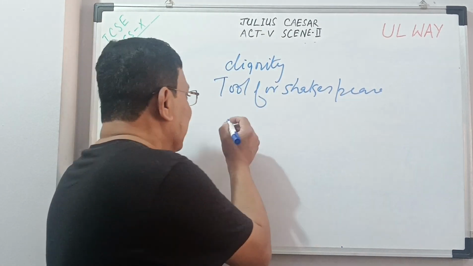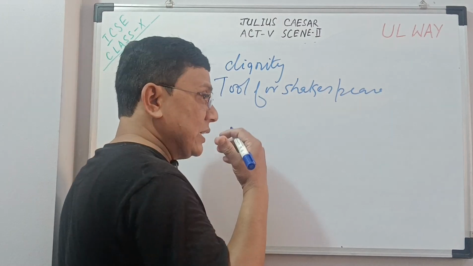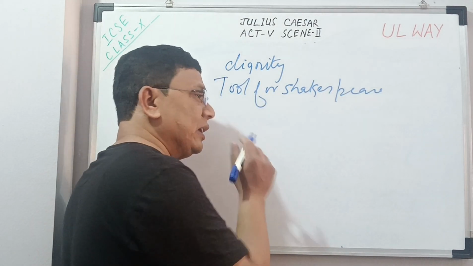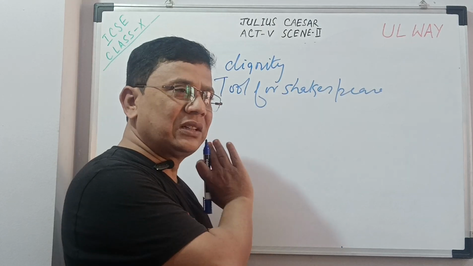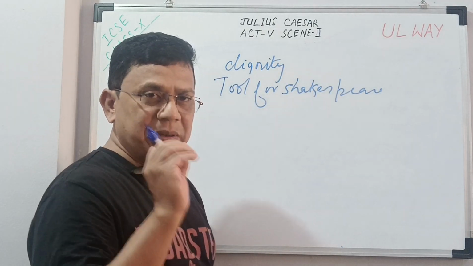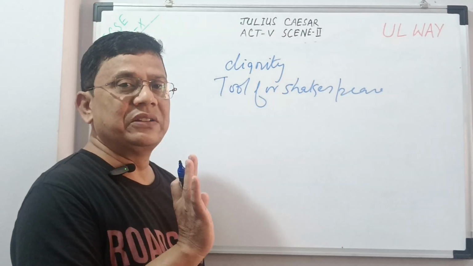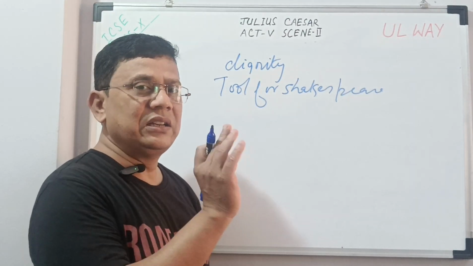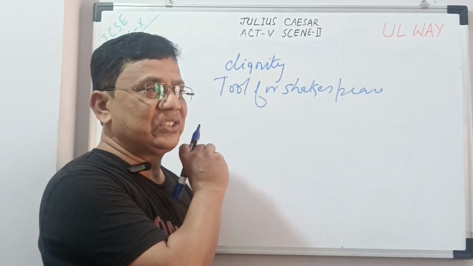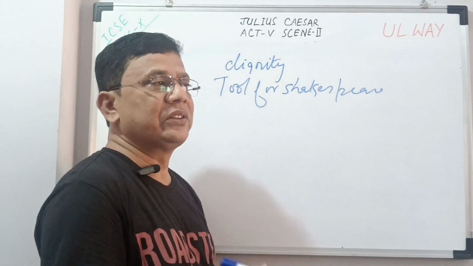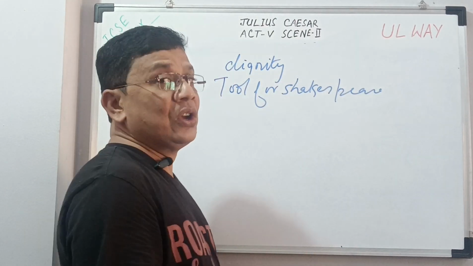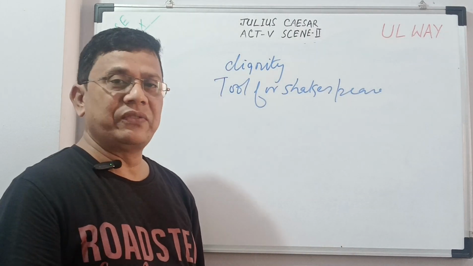But for us ICSE 10th students, what is most important here is that it was Brutus committing a final mistake. He had been committing mistakes, and he commits a final mistake, which closes the chapter on whatever they had strived to achieve, and closes the chapters on their lives as well, on Brutus's and Cassius's lives. So that ends Scene 2, Act 5 of Julius Caesar.